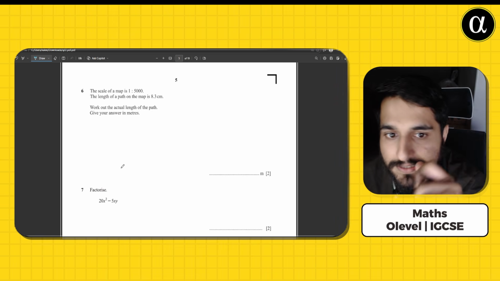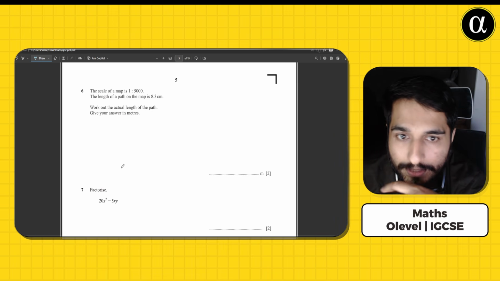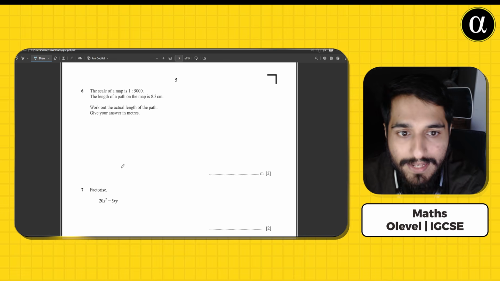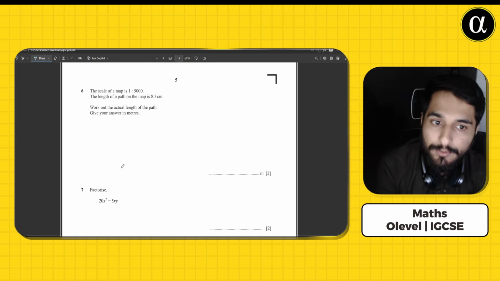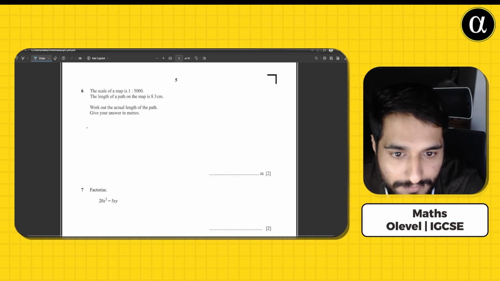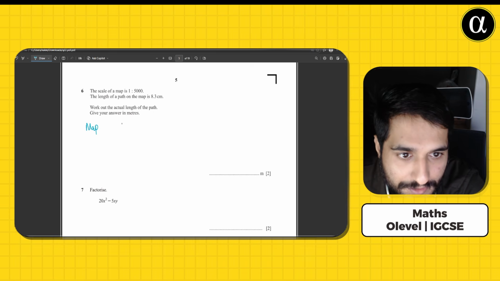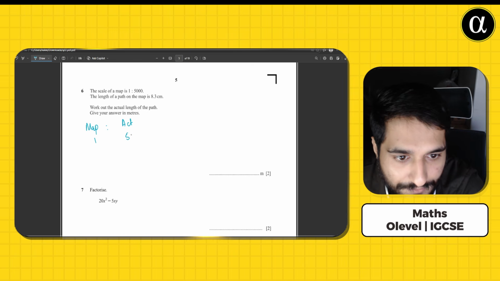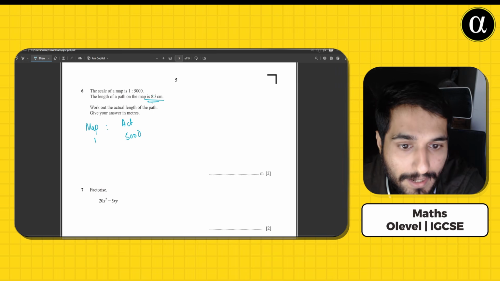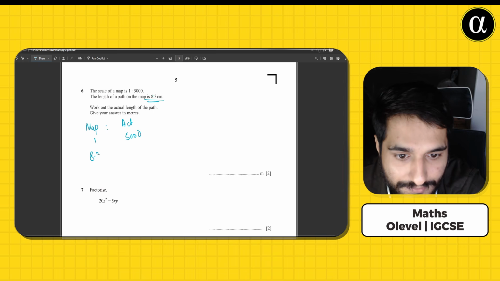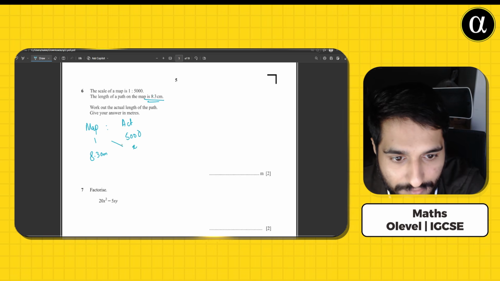Now, question number 6 says the scale of a map is 1:5,000. The length of the path on the map is 8.3 centimeters. Work out the actual length of the map. Now, what this means is the map with respect to the actual distance is given, which is 1:5,000. And then it says that the length of the path on the map is 8.3. That means this value is 8.3 centimeters, and we need to find its respective values. We're going to cross multiply for such cases.